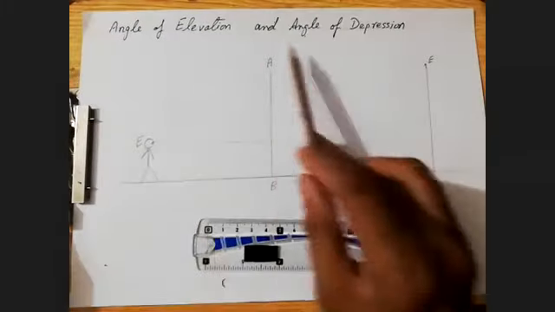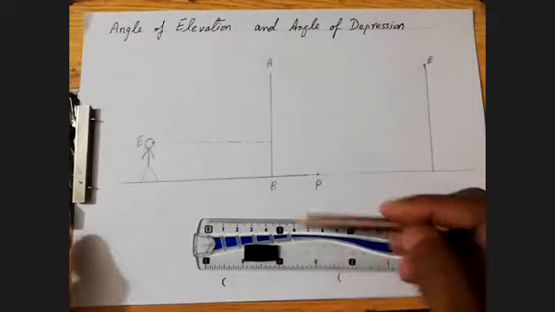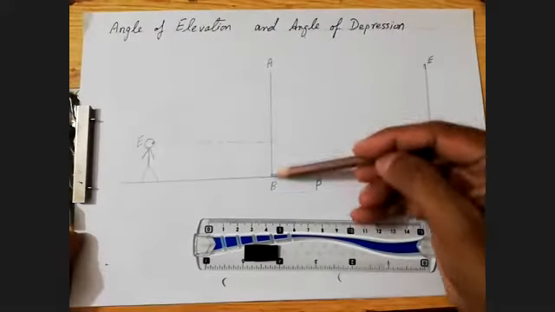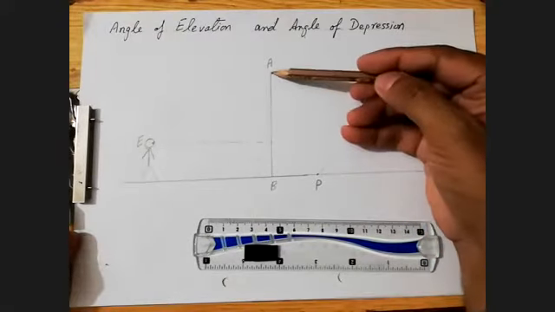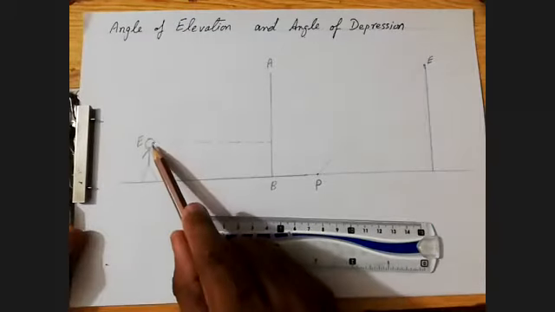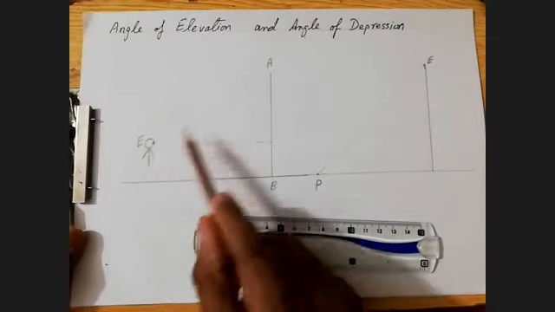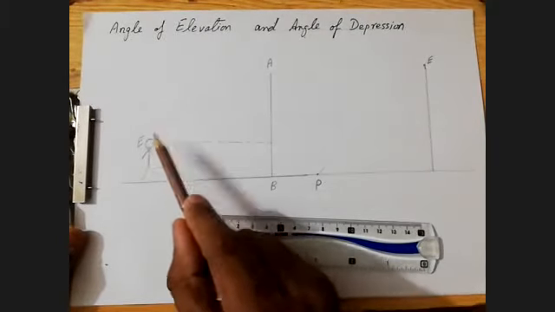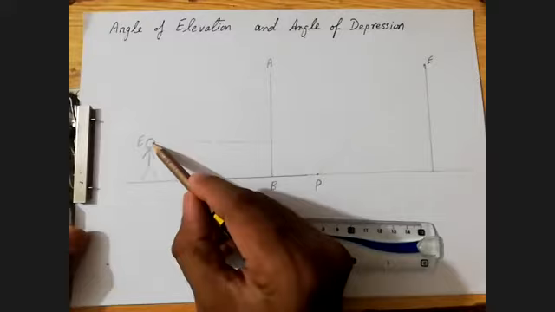Bismillahirrahmanirrahim. Angle of elevation and angle of depression. Let us consider this height AB is the height of anything, whatever it may be. AB may be any building. A person is standing here before the building. E is his eye point.